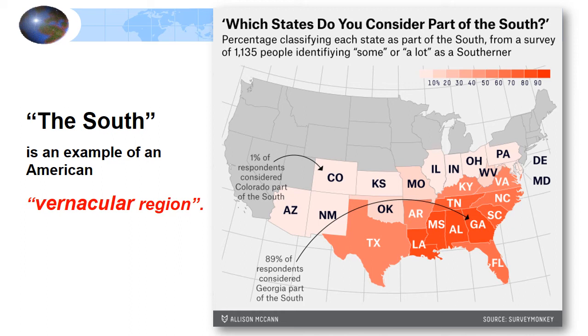All right, so in this survey, you kind of get who's a Southerner here in the brighter red area, where 90% of the population considers their area to be the South, whereas maybe 10% might consider New Mexico to be part of the South. Is West Virginia part of the South? Well, it's kind of a gray area, actually a red or pink area in this case. So it's what's known as a vernacular region.